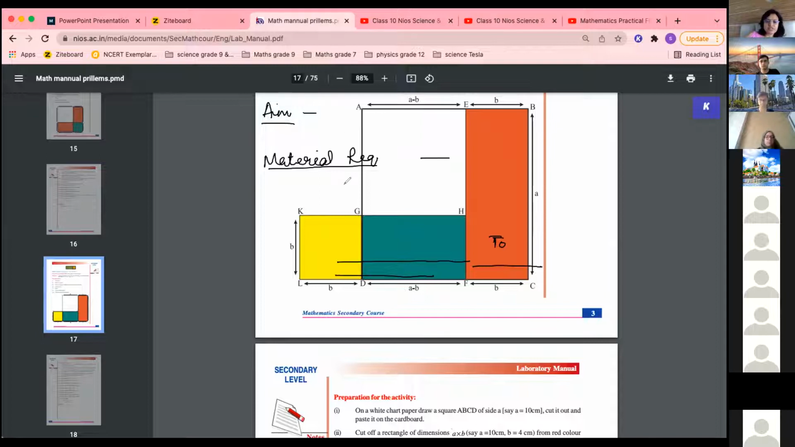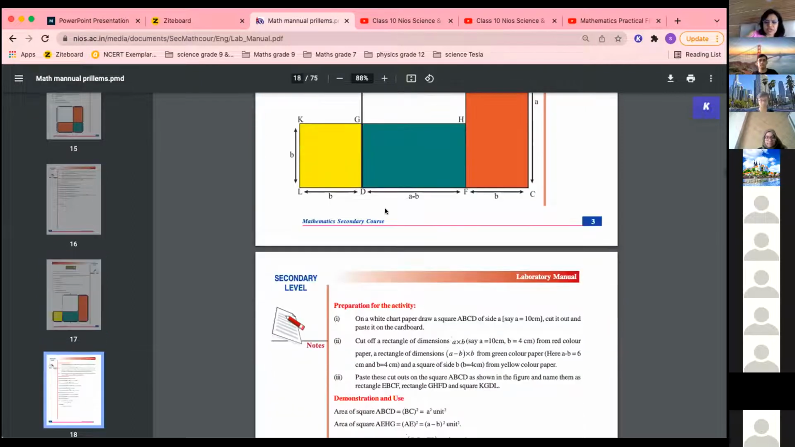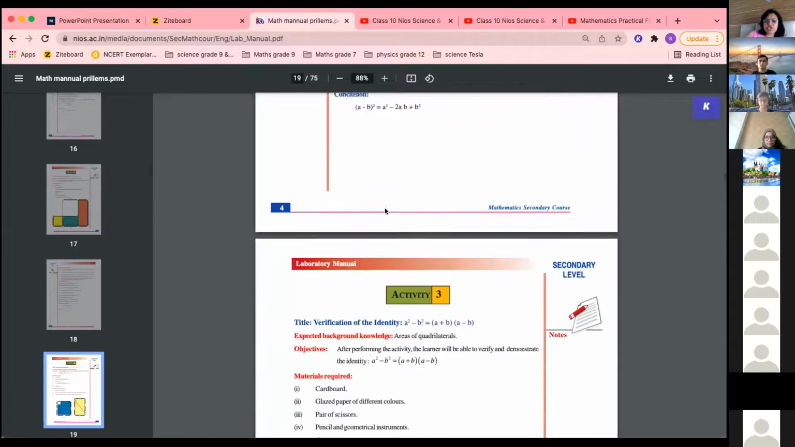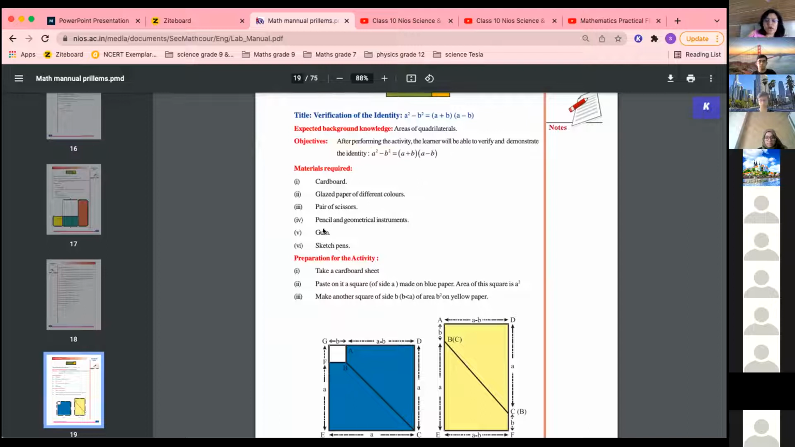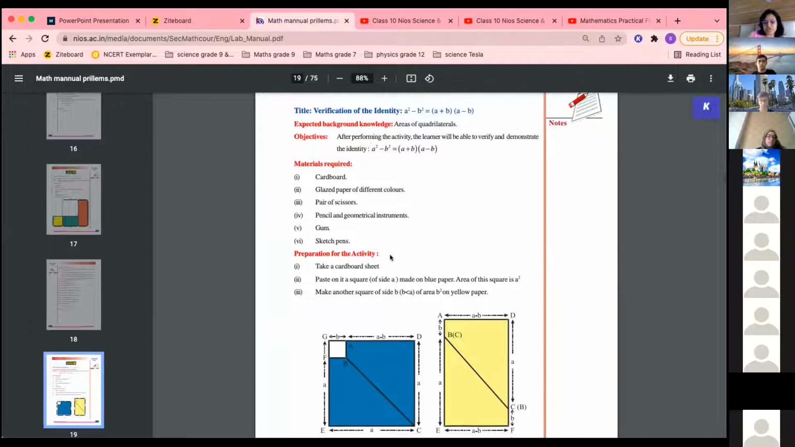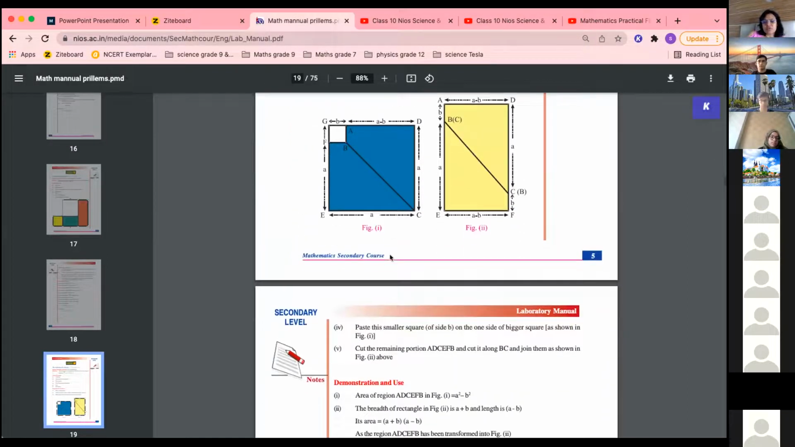Everyone getting it? Yes, ma'am. Okay. So experiment 1, experiment 2, I mean activity 1, every time I'm telling experiment only. Activity 1, activity 2, activity 3. Khalid, now try to use it, means complete your practical in 2 pages at least. 2 pages should be used. Okay, and neat and clean work.